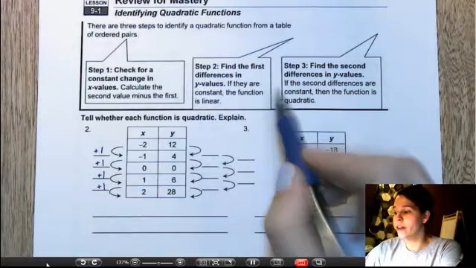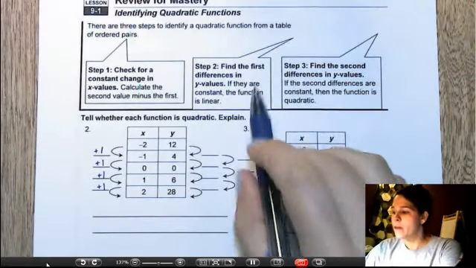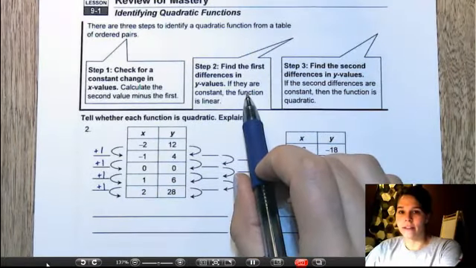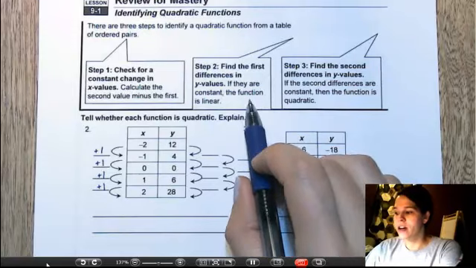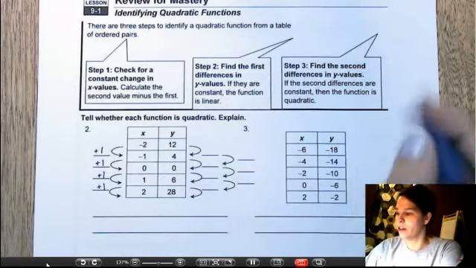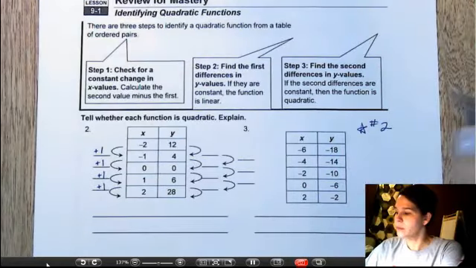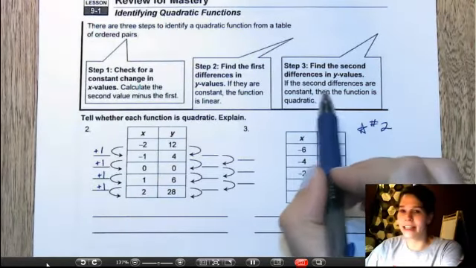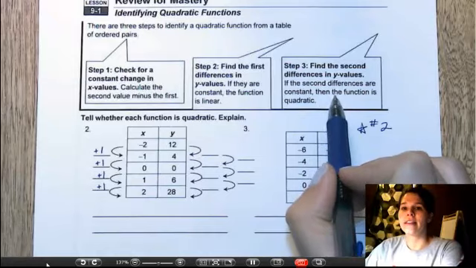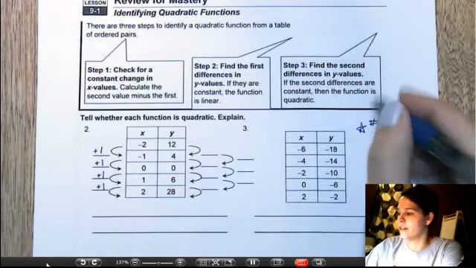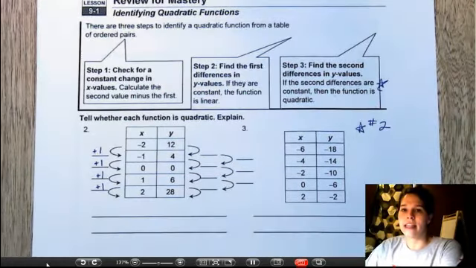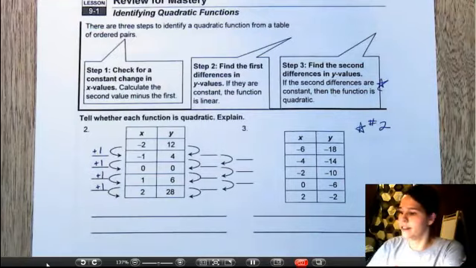Okay, so now the y values, there's going to be 2 steps. The first step is to find the difference of the y values. If they are constant, the function is linear. Watch out. Step number 2 over here when you guys do that. Step 3, it says find the second difference in y values. And if the second difference is constant, then the function is quadratic. And that's the key here. You have to go to the second difference of y values.